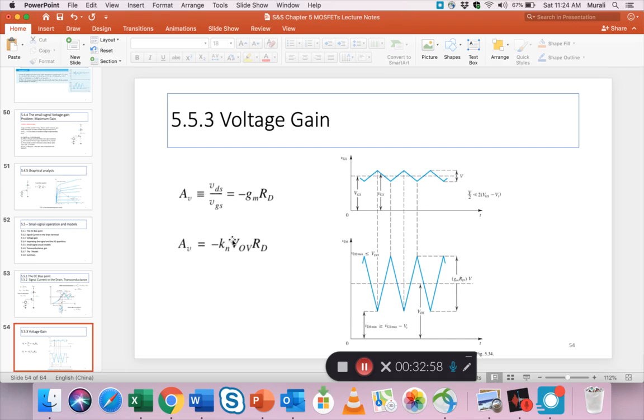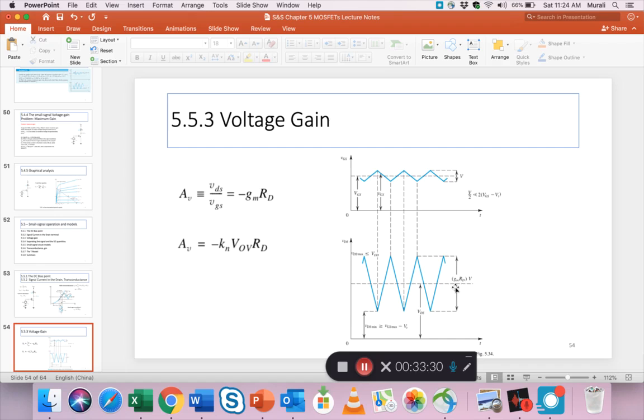Now you know gm equals Kn Vov, from the previous slide. So I hope you can see that they're all connected to each other. And here there's a nice graphic that shows you the input signal, the output signal, and why you have to be in saturation to be able to do that. So pay some attention, and this gives you good insight.